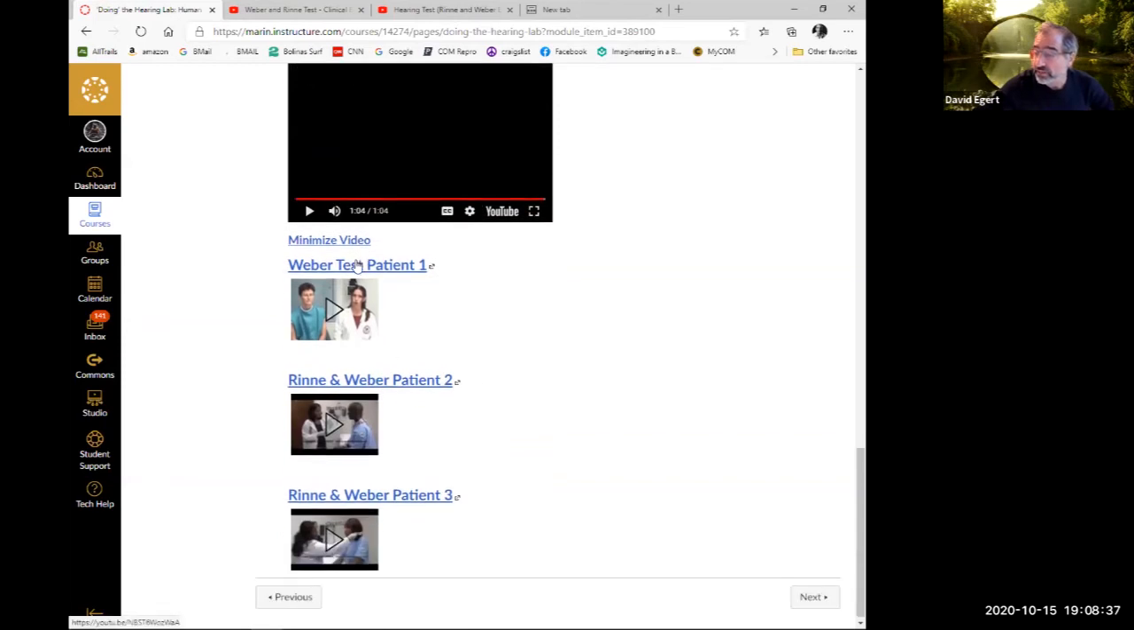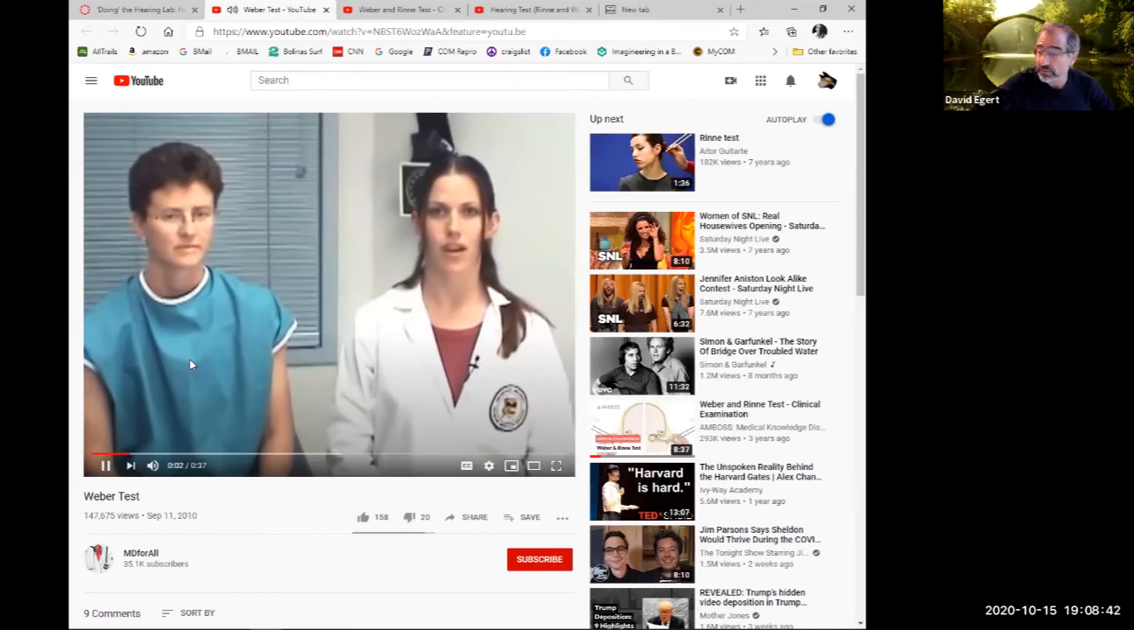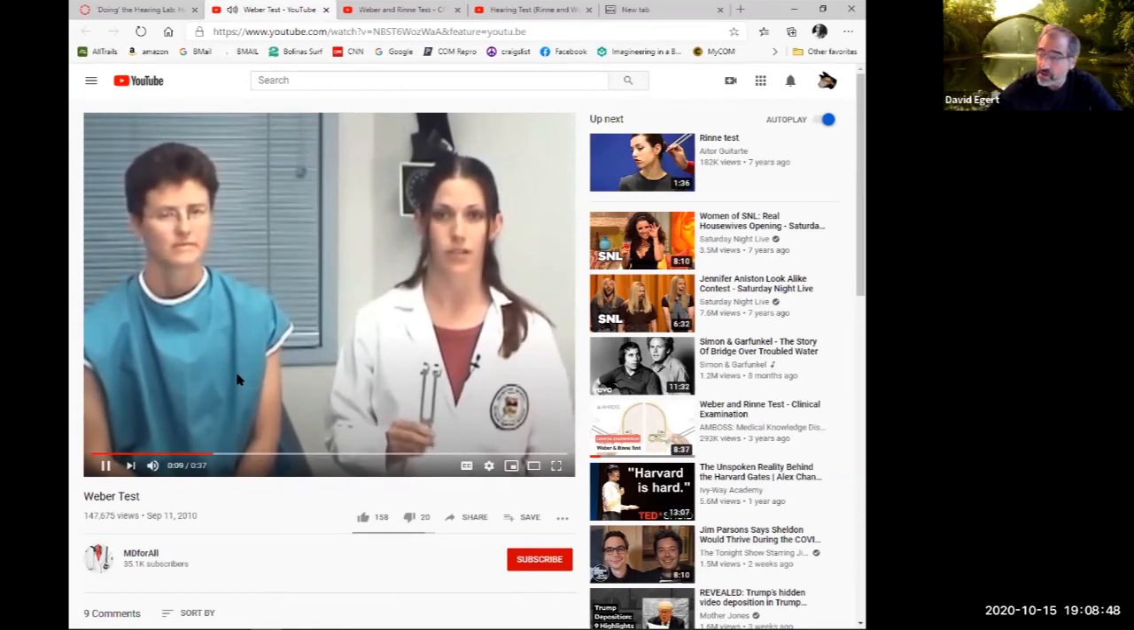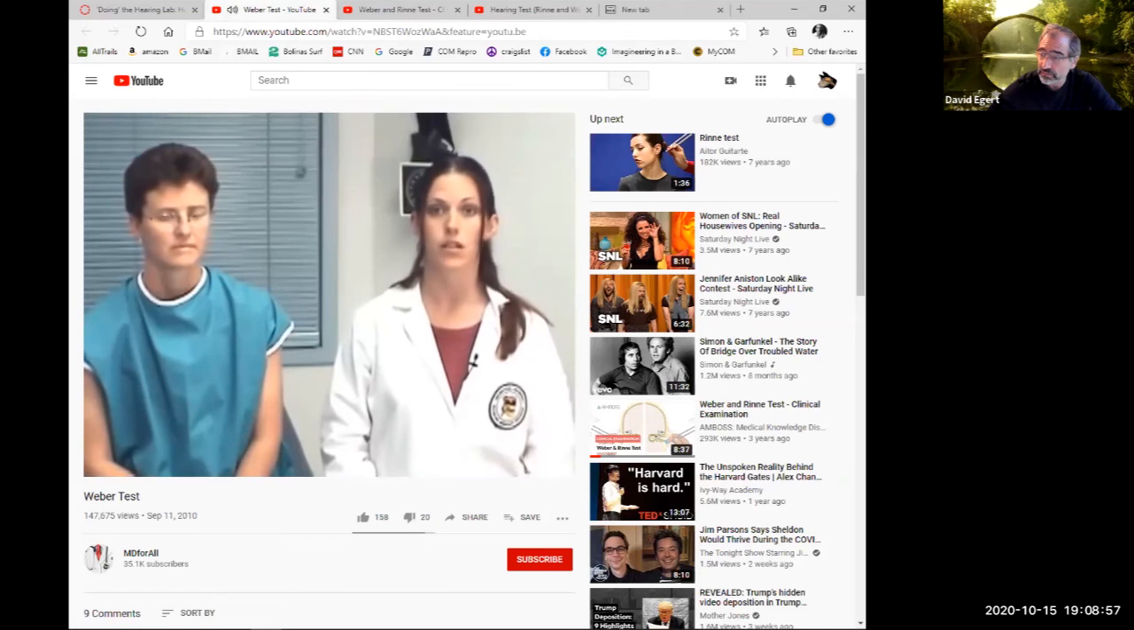The Weber test is kind of similar. The Weber test is used to evaluate for conductive versus sensory neural hearing loss. A vibrating tuning fork is placed firmly on the vertex of the patient's head in the midline. She is then asked to tell you whether the sound is heard equally in both ears or better in one than the other. Normally the sound is heard equally on both sides.